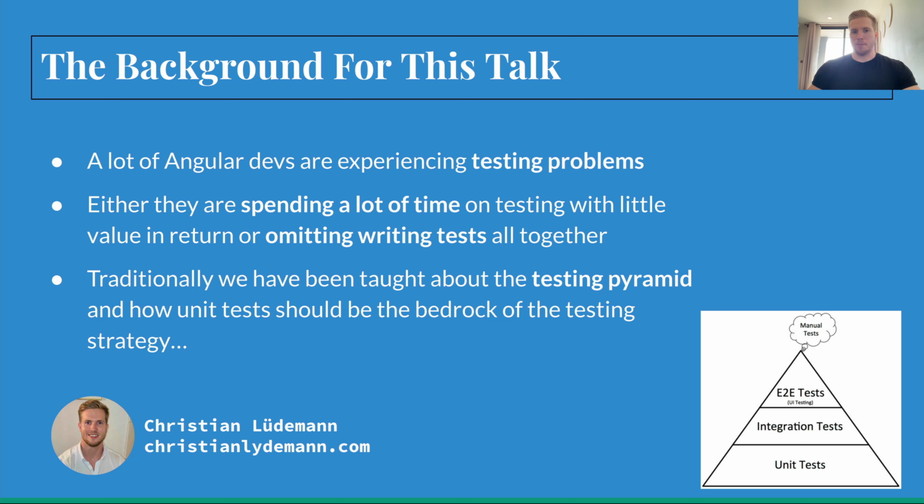And traditionally, we have been taught about the testing pyramid, and basically that teaches us that the unit test should be the bedrock of testing, and then integration testing and end-to-end testing, and then finally manual testing. As these kind of tests in the upper part of the testing pyramid get more and more expensive. And in this talk, I'm gonna show you a new way and show you why the testing pyramid doesn't work anymore, especially for front-end applications.